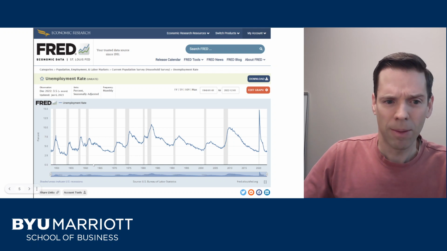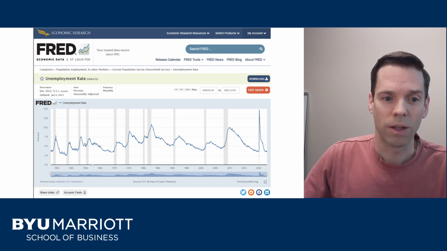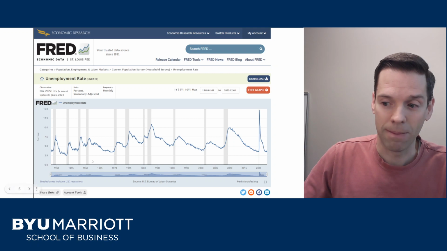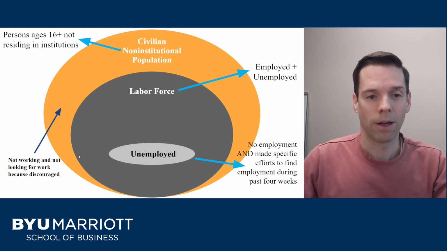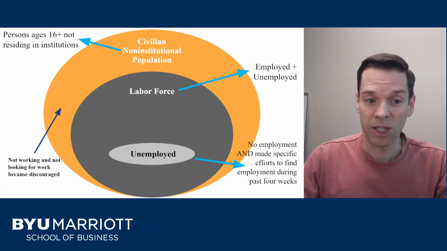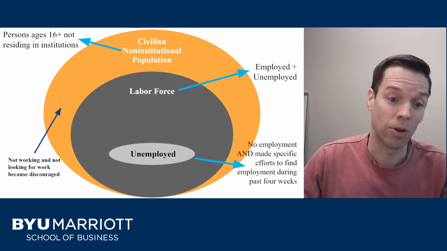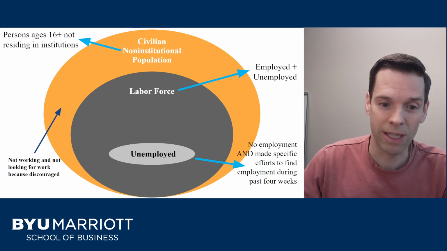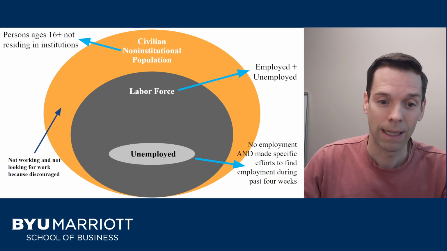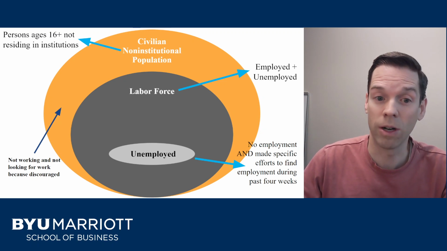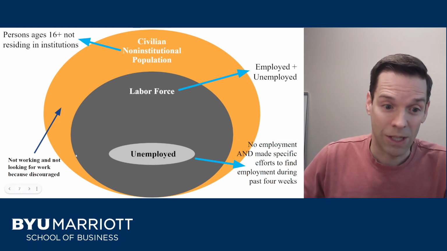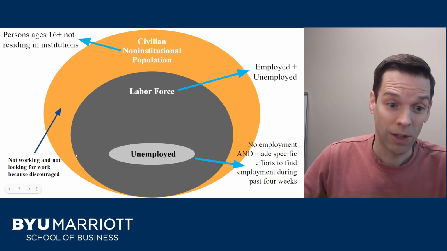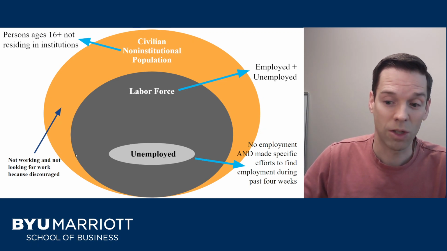Okay, well, that unemployment rate, though, if it's too low, might be a little bit misleading. So what about those discouraged workers? If we go back to our diagram here, those discouraged workers, they're not working, but they're also not looking for work because they're discouraged. And so rather than showing up in the unemployed category, they're just left here in the orange circle, part of the civilian non-institutional population that is not in the labor force. What does that do to our unemployment rate? Well, as we mentioned earlier, it makes our measured unemployment rate look too low.